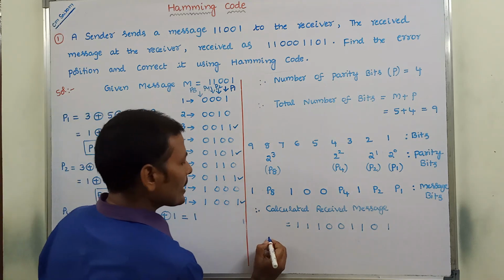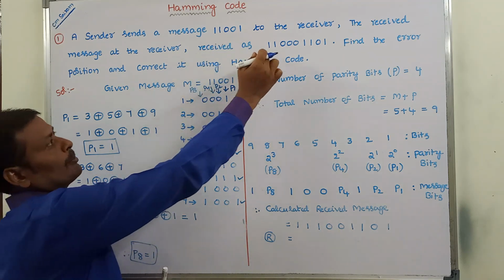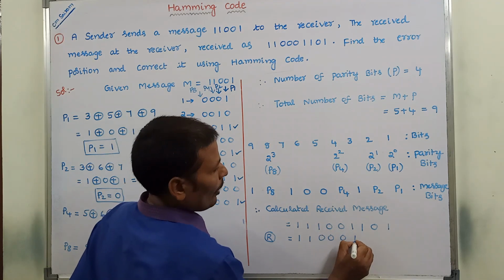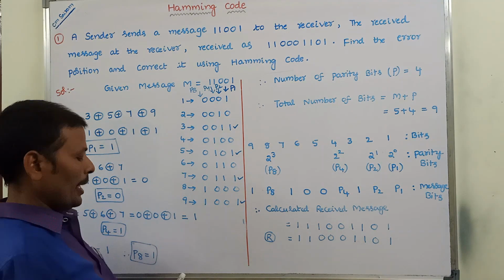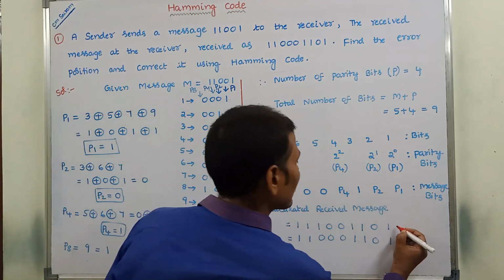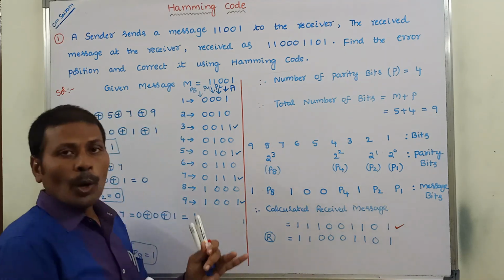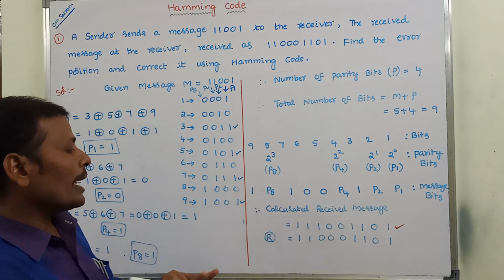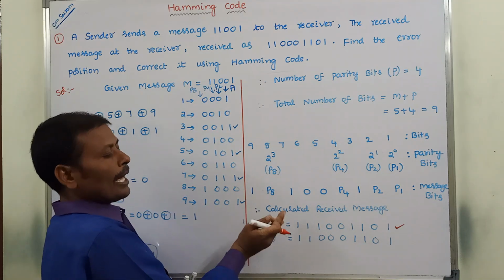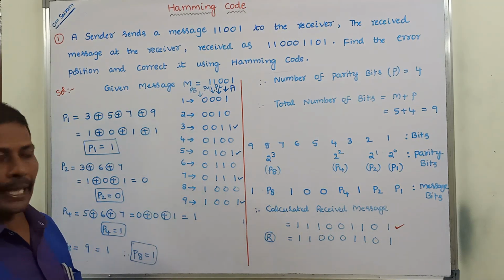But the received message at the receiver is given in the problem. This is the received message at the receiver. The received message is 1, 1, 0, 0, 0, 1, 1, 0, 1. Okay. So here, the received message that can be calculated according to the procedure is this one. The received message at the receiver in the given problem is this one. Now, for finding out the error position, we have to compare the received message at the receiver in the given problem with the calculated received message at the receiver. So, bit by bit comparison can be taken.